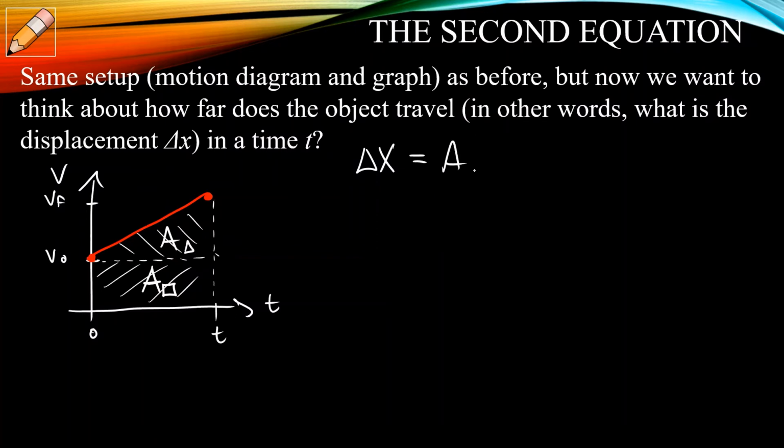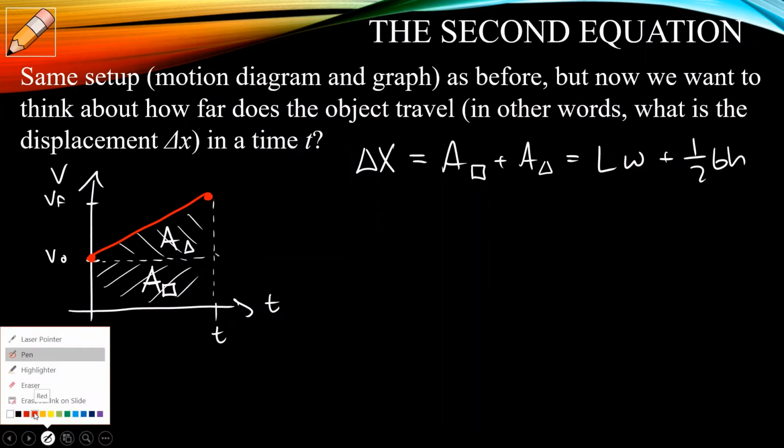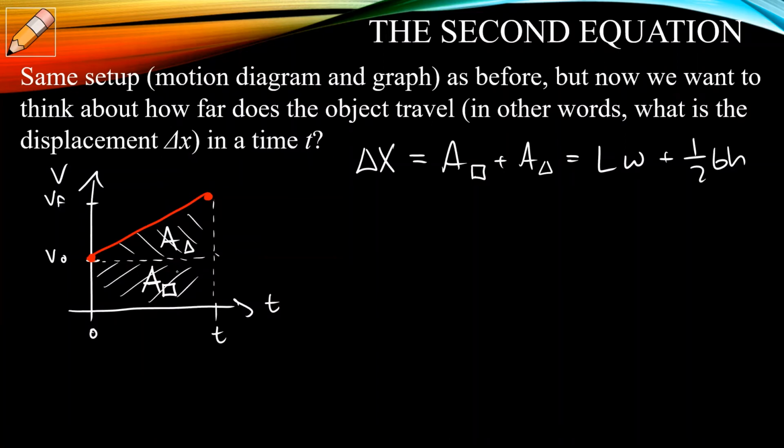So it's going to be the area of a rectangle plus the area of a triangle, and that's going to be the length times width of the rectangle plus 1/2 base times height of the triangle. And so then we probably just want to go in there and mark what those values would be. So if we're looking at the rectangle, I'm going to call this the length. And notice the length is the initial velocity of the object. And then the width is equal to the time t.